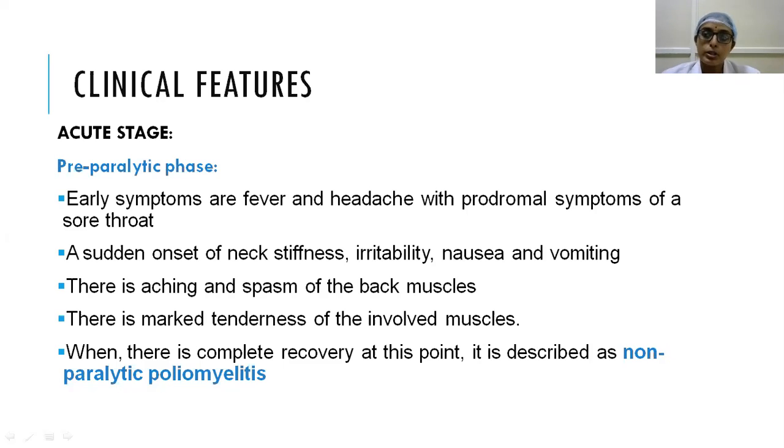The patient usually tries to lie down in a curled position, a position of ease, because of the spasm and tenderness of the muscles. There will be flexion at the hip joint, knee joint, and other joints. This is the feature of the pre-paralytic phase, which is a part of the acute stage. If the disease recovers at this point without onset of paralysis, it is called non-paralytic poliomyelitis.